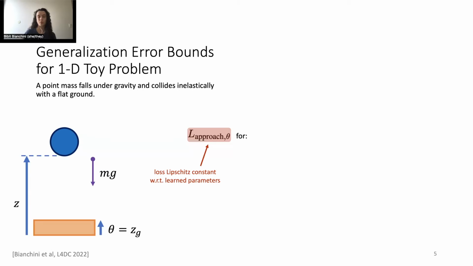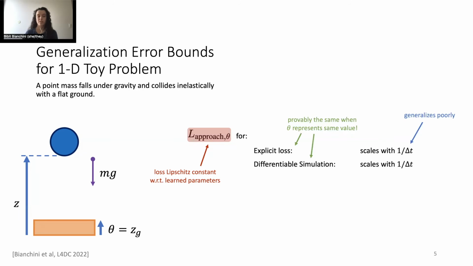And we can show that the loss Lipschitz constant with respect to the learned parameters for the explicit loss actually scales with 1 over the time step of your simulation. So that means the finer resolution your simulator, the worse it will generalize. And maybe surprisingly, the differentiable simulation method provably performs the same when the theta represents the same value. This might be a little more obvious mathematically.